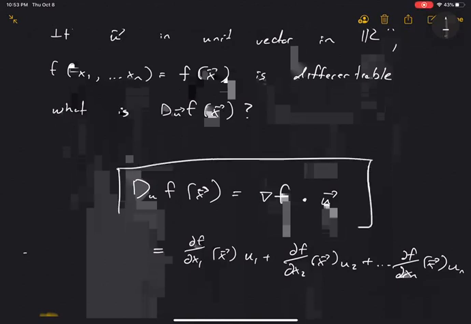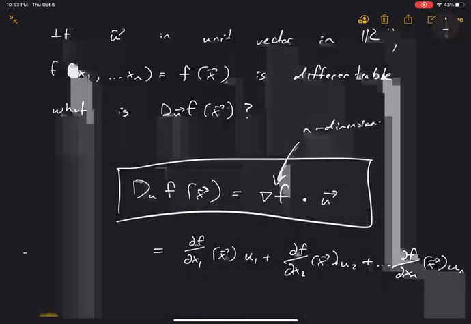Well, it's going to be the same exact thing. It's going to be del f dot u, except now this is an n-dimensional vector, and this is n dimensions. But the operation is the same. This is still the vector of my partial derivatives, and this is still my unit vector.